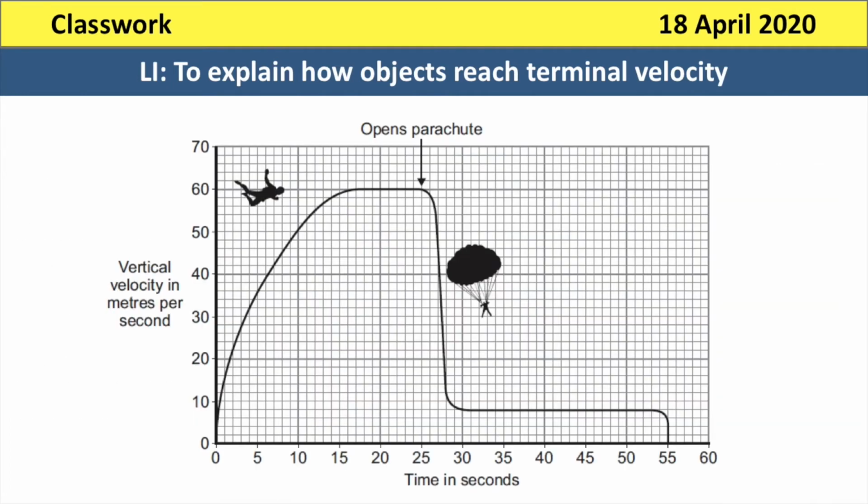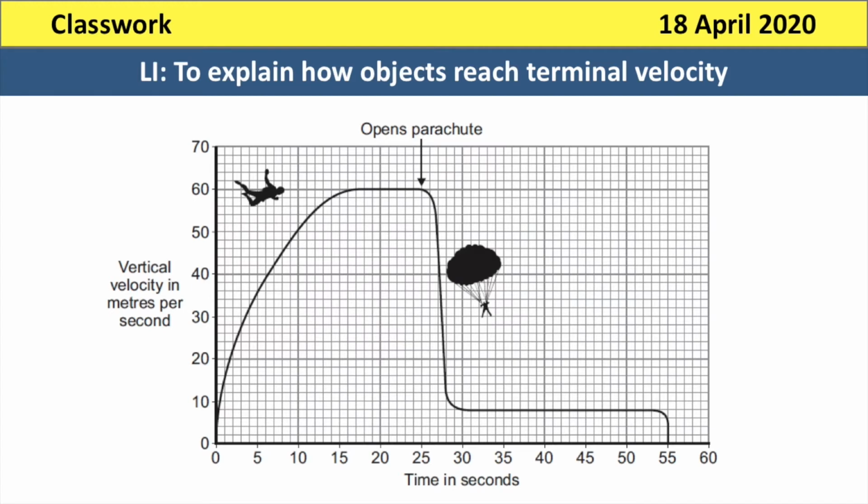This shows what the velocity time graph would look like for a skydiver. As you can see, the velocity is increasing until it reaches a constant velocity. In this example, the constant velocity is 60 meters per second, which will be the terminal velocity. Do please notice that that line isn't a straight line either.